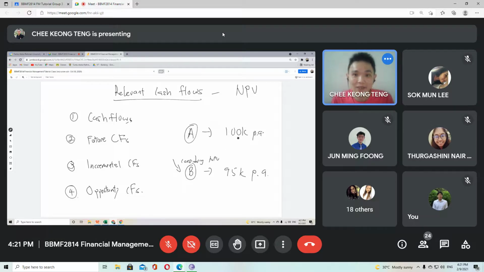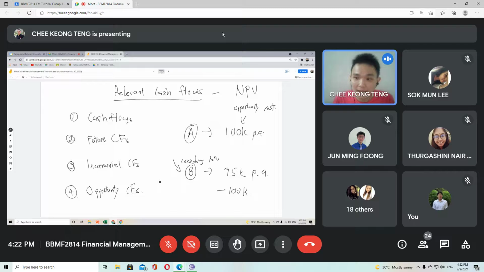The answer is definitely yes. You must consider whatever you are earning right now. Because if you work for B, you cannot get A. The salary from A is lost. So this is what we call opportunity cost. Which means the calculation should be 95,000 minus 100,000.